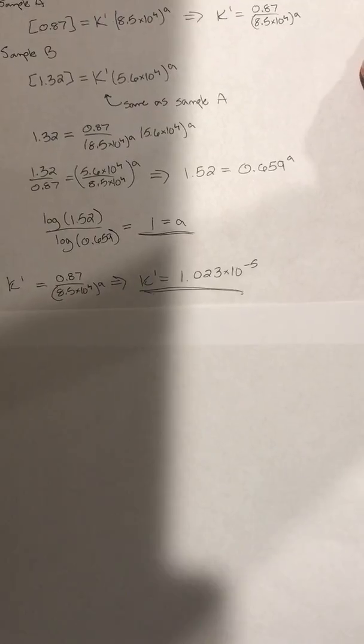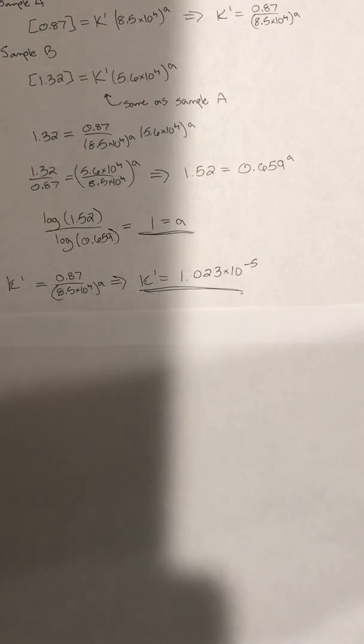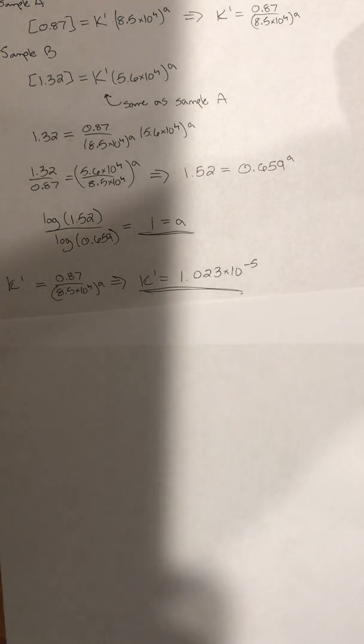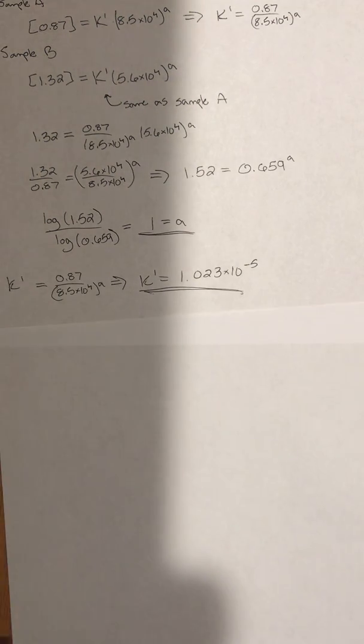And then I substitute that in for K prime with sample B. I simplify down where I get 1.52 is equal to 0.659 raised to the A power. Using some log math, we can solve to get A is equal to 1. Then you plug A back into the K prime equation, where K prime is equal to 0.87 divided by 8.5 times 10 to the fourth raised to the A power. You solve and you get K prime is equal to 1.023 times 10 to the negative fifth.